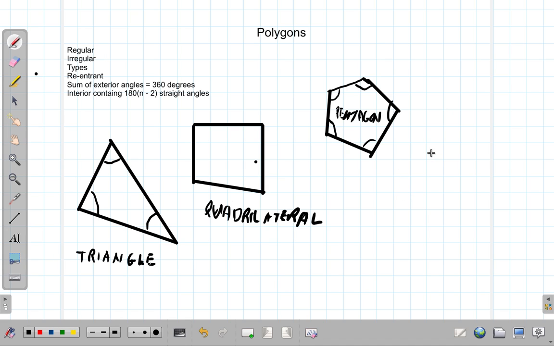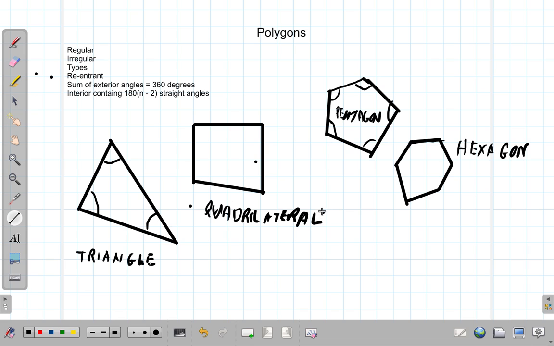You have those with 6 sides. Let me draw it properly. 1, 2, 3, 4, 5, 6. 6 sides. And this is the hexagon. Right? The hexagon has 6 sides and of course 6 angles.